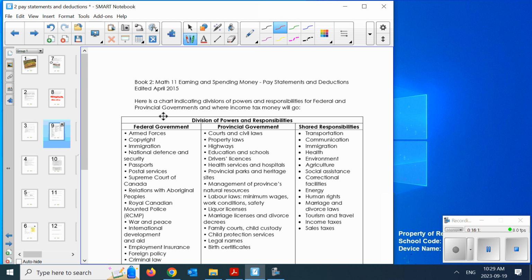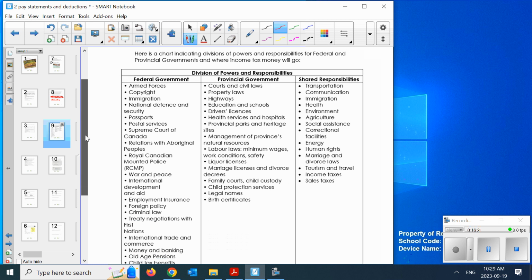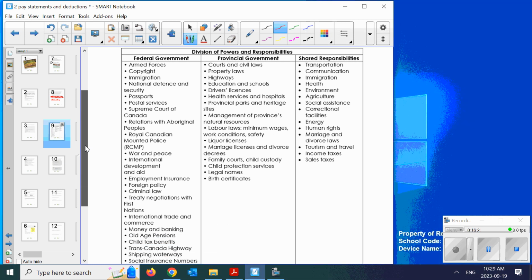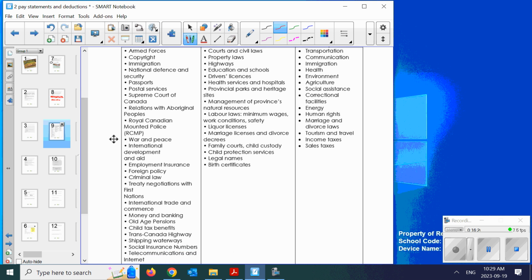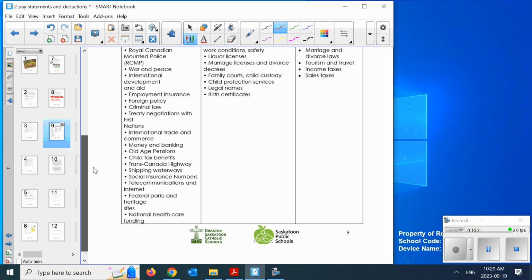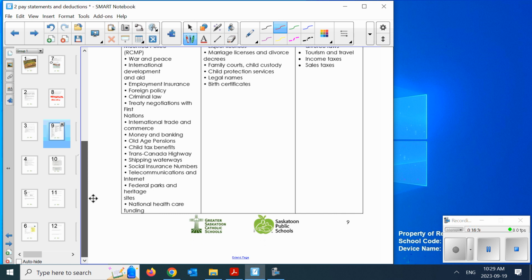Now let's just see here. Here's a chart indicating responsibilities for the federal and provincial where it goes. I did the big things here, but you can see there's a long list of things. And there's some things that are shared. I'm not going to get into it because it's a long list, but you can see.